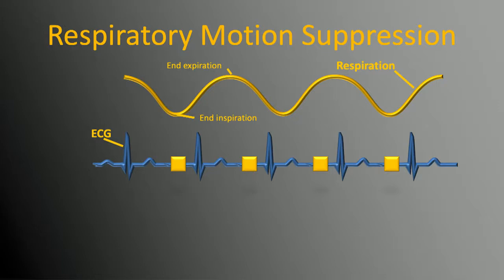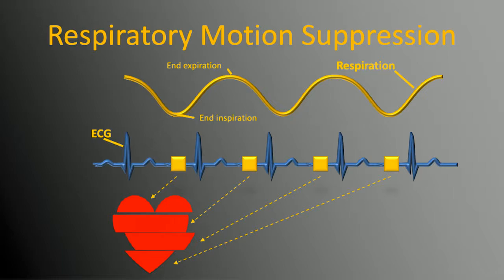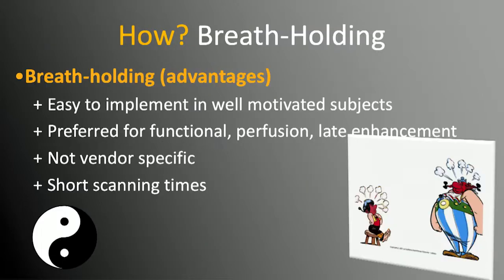Moving on to respiratory motion suppression, how can we get that done? You can see here, if you collect data during different respiratory phases and you're not careful in how you put those together, you will have inconsistent data segments which are put together, which will lead to a heart that is also blurred or which has artifacts or gaps. How can we avoid that?